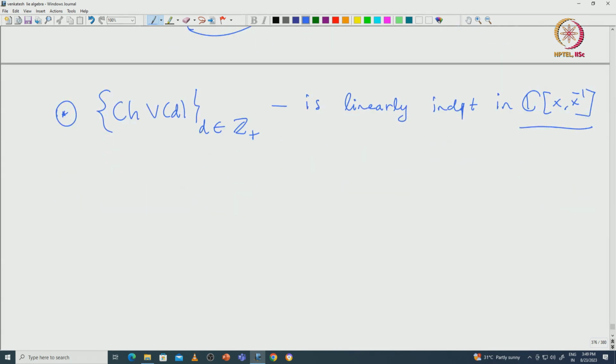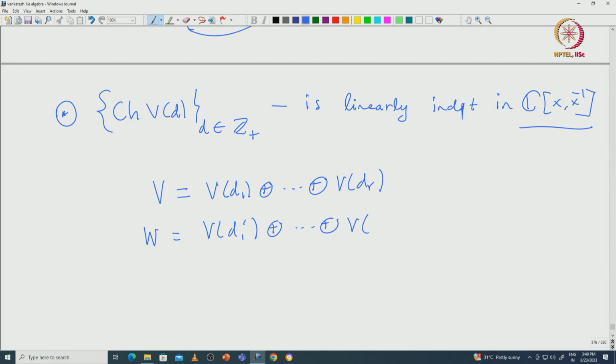Now, using Weyl's theorem, we know V can be written as some V_{d1} direct sum etc. direct sum some V_{dr}. Similarly, W can also be written as V_{d1'} direct sum etc. direct sum V_{ds'}. Now, if the character of V is the same as the character of W, and the characters of V_d are all linearly independent, then what do we get?